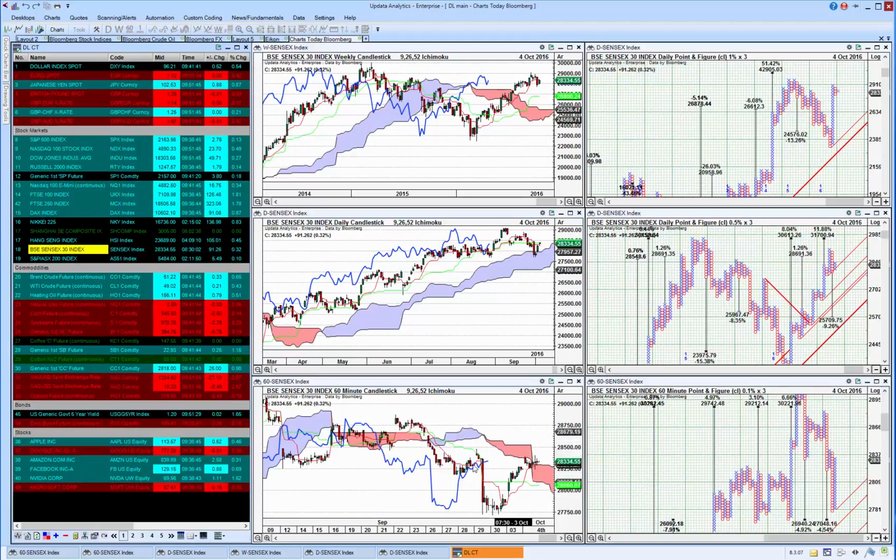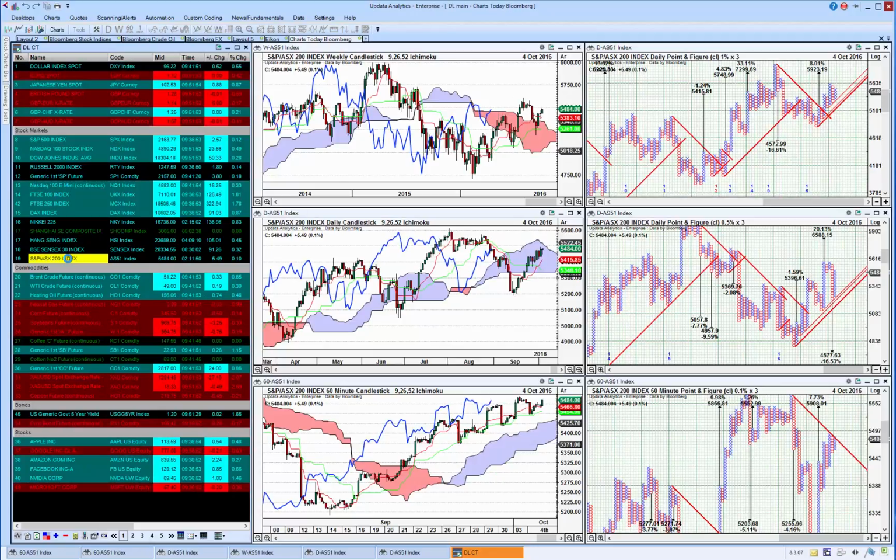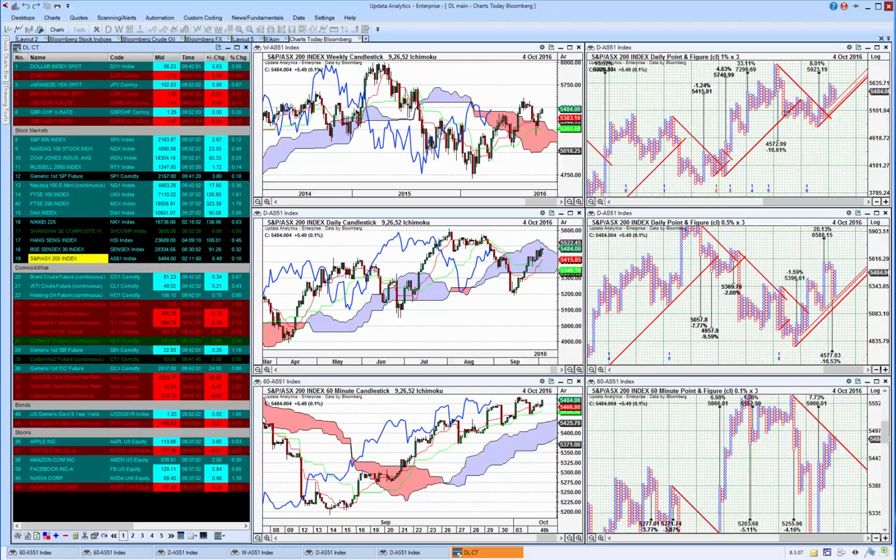Short term, just not quite getting through the cloud here in the price, and we do have some downside potential of about 4%, so just keep an eye on those short term charts. And a quick look at the Australian market, bullish on the weekly, bullish on the daily, bullish on the 60 minutes, so looking more bullish pretty much all round here. 7% upside target short term, and medium term 8%, so quite good there.